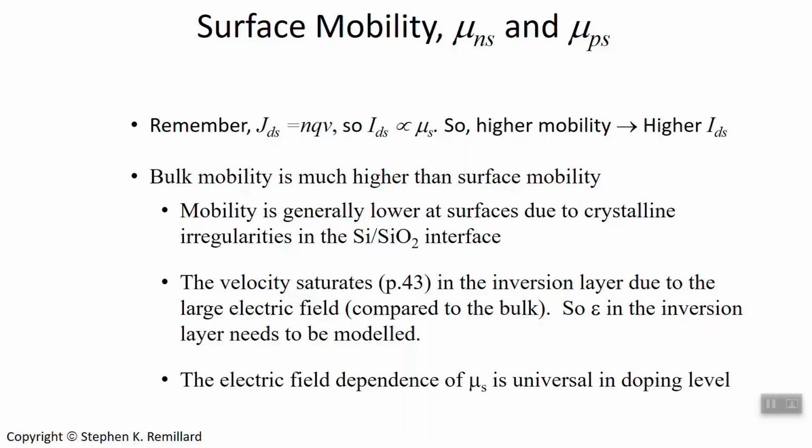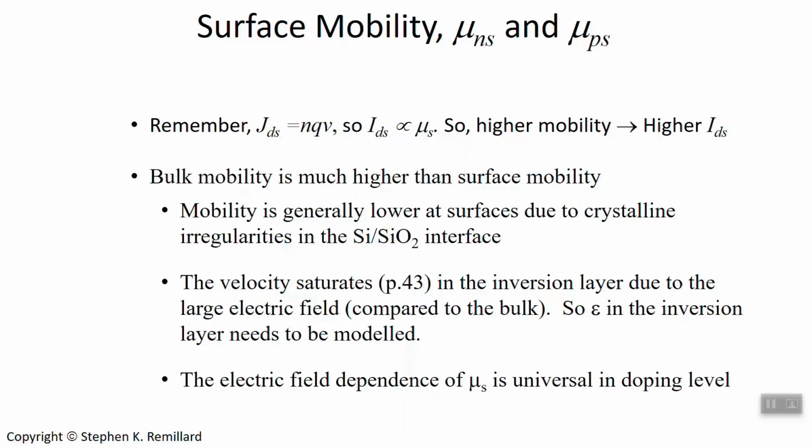This is kind of neat. So I'm going to show you exactly what this means now. Well, hopefully I'm going to show you exactly what this means. If you look at the electric field dependence of surface mobility, you'll see a universal dependence on doping. That is, the surface mobility as a function of the electric field has a certain form to it. As the electric field in the inversion layer goes up, the mobility goes down.